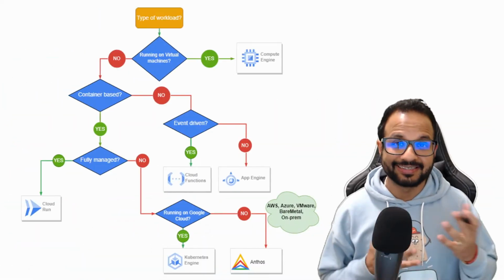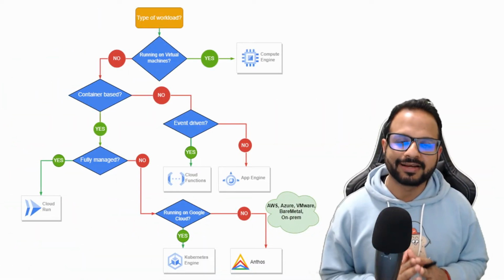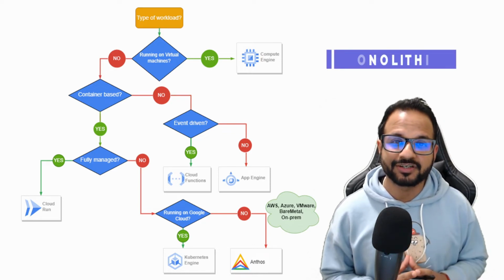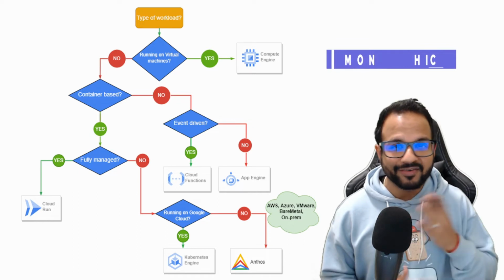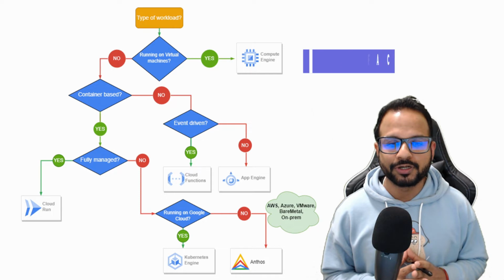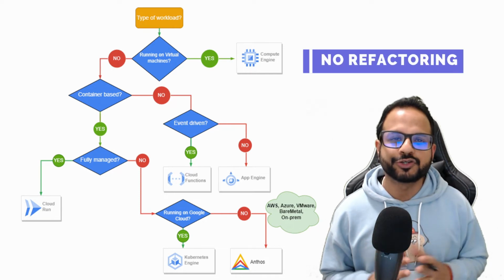So let's take an example. Suppose you have a requirement something like this. Your existing infrastructure is running a monolithic application and you need to migrate it to Google Cloud, and there shouldn't be any refactoring of code. Now, which Google Compute solution would you choose?